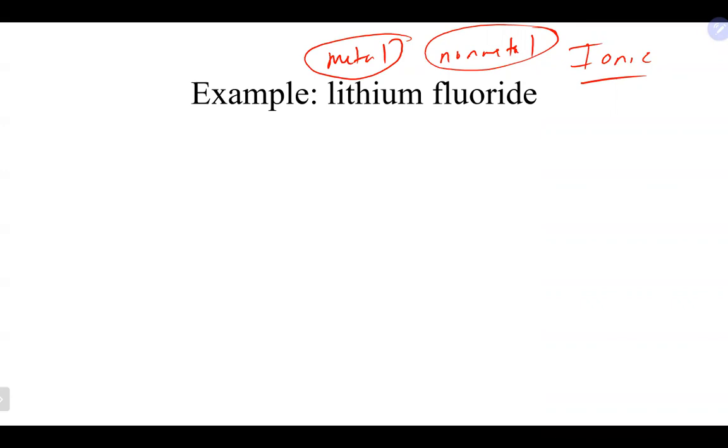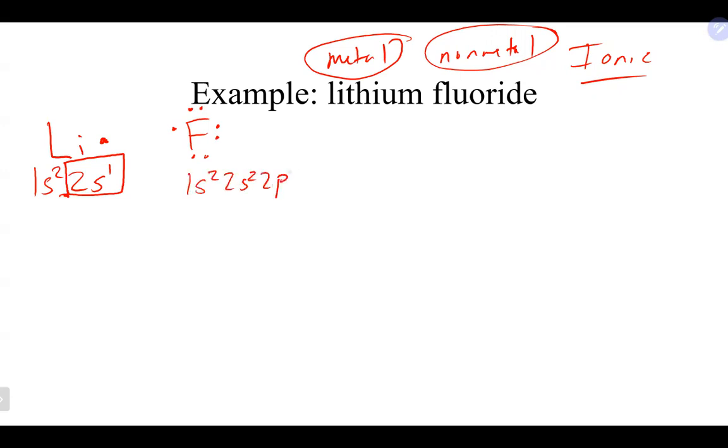If we look at lithium, lithium is group 1, which means it has one valence electron. If we write the electron configuration for lithium, it is 1s2, 2s1. And by the way, that would be the valence electron right there. It is the highest energy level. Fluorine is group 7, which means it has 7 valence electrons. And if we write the electron configuration for fluorine, it is 1s2, 2s2, 2p5.